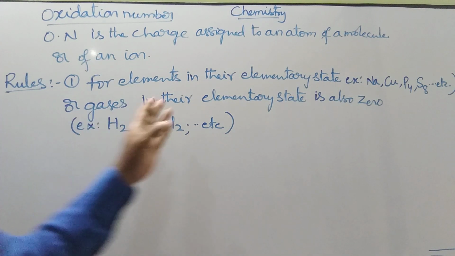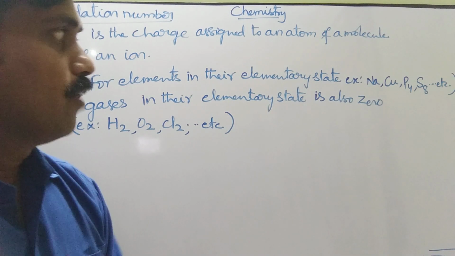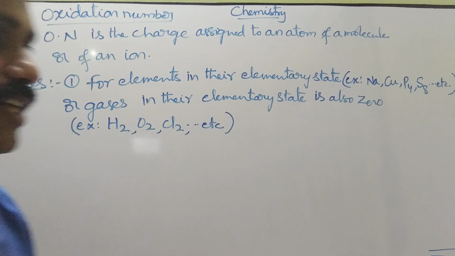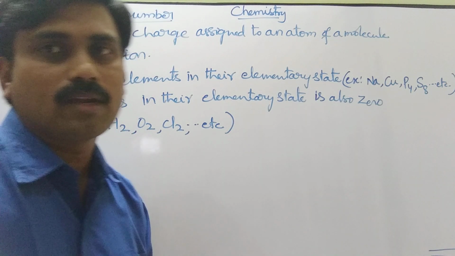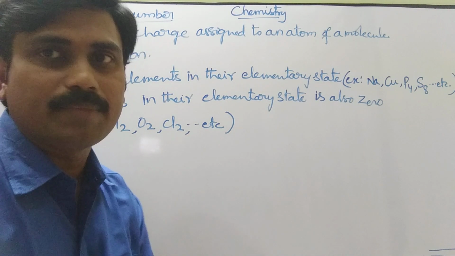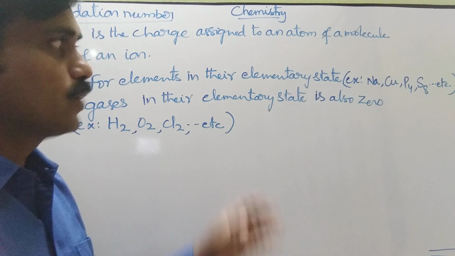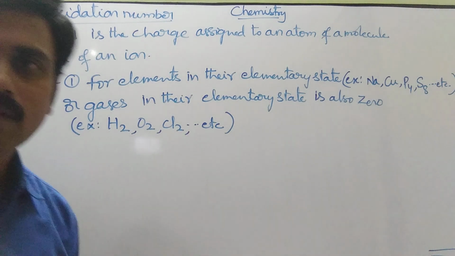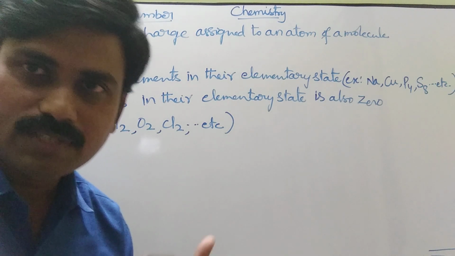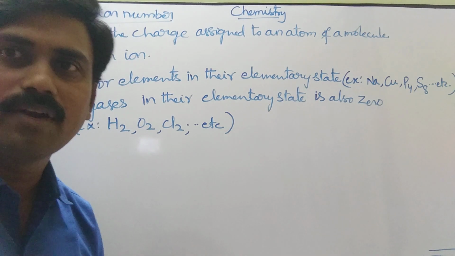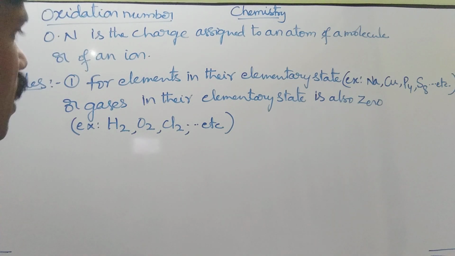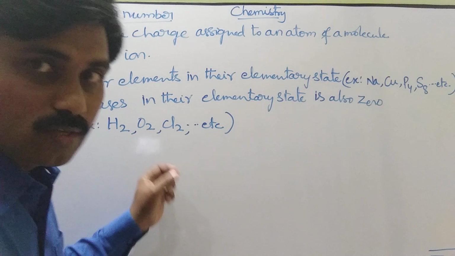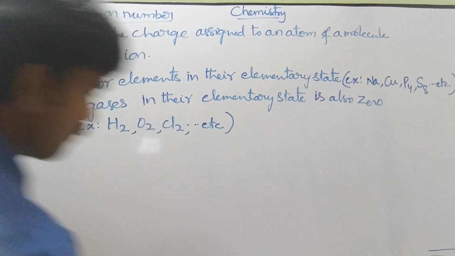So you have to take, for elements in the elementary state, for example the free state of sodium, copper, phosphorus, sulfur, ozone, they all occur in the earth's crust in elementary state. So the oxidation state is equal to 0. And gases in their elementary state are also 0. Gases like nitrogen N2, oxygen O2, chlorine Cl2, bromine Br2, and so on, their oxidation state is also 0.